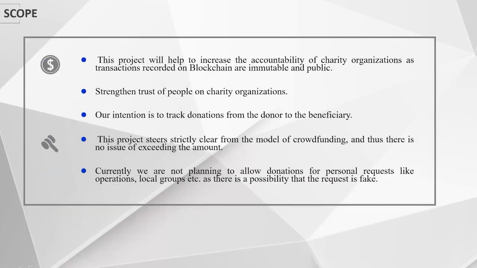This project will help increase the accountability of charity organizations, as all the transactions recorded on a blockchain network are immutable and public, so anyone can access the records. It also helps strengthen the trust of people in charity organizations, and our intention is to track donations from donor to beneficiary directly, so that there won't be any scams. This project steers strictly clear of the crowdfunding model, and thus there is no issue of exceeding the amount. If a request is posted, only the specified amount will be donated to the requester.